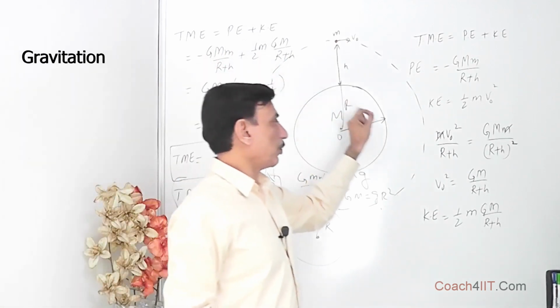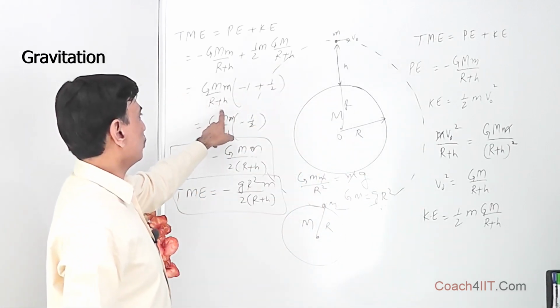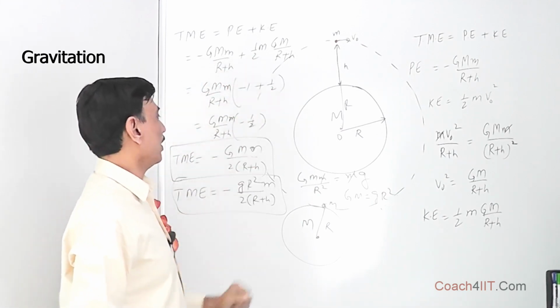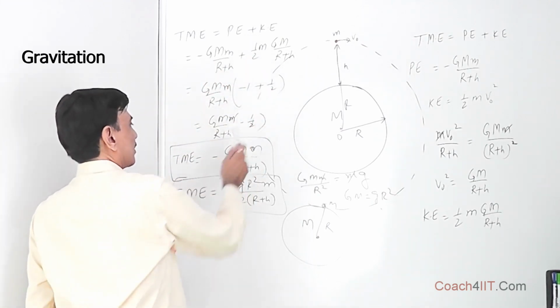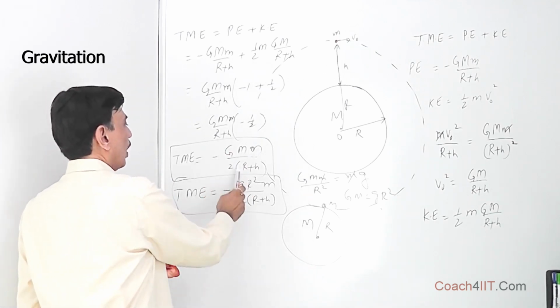V square we have put from here, so this comes out to be GMm upon R plus h, we have taken it common, so this is minus 1 plus half, and minus 1 plus half is minus half, so this comes out to be minus GMm upon 2 times R plus h.